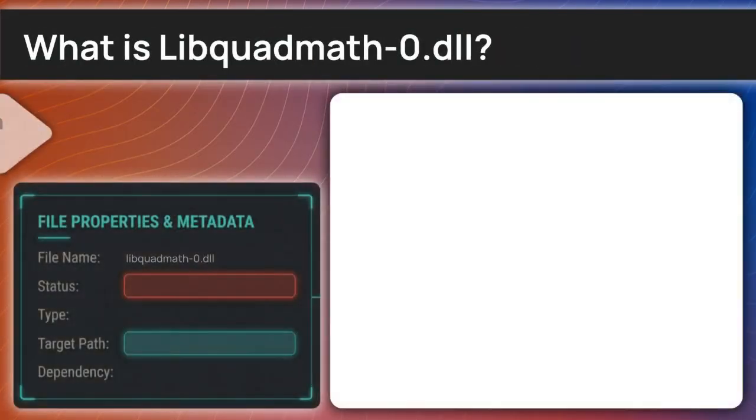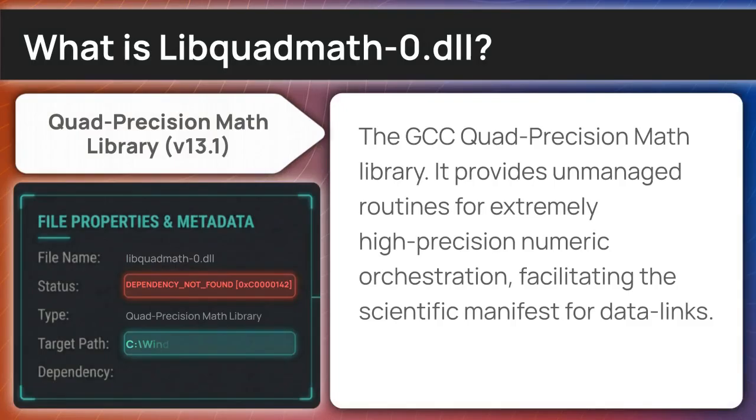This is the libquadmath-0, the GCC Quad-Precision Math library. It provides unmanaged routines for extremely high-precision numeric orchestration, facilitating the scientific manifest for data links.